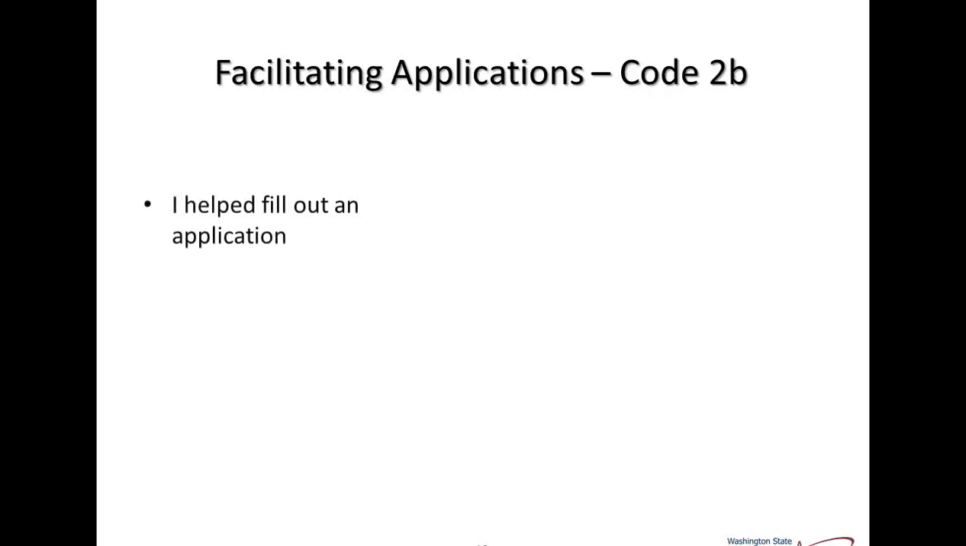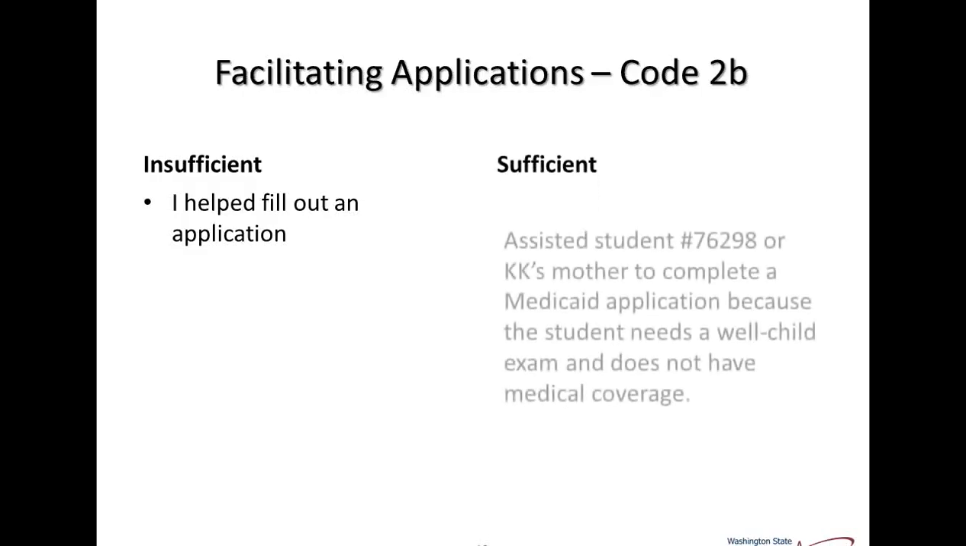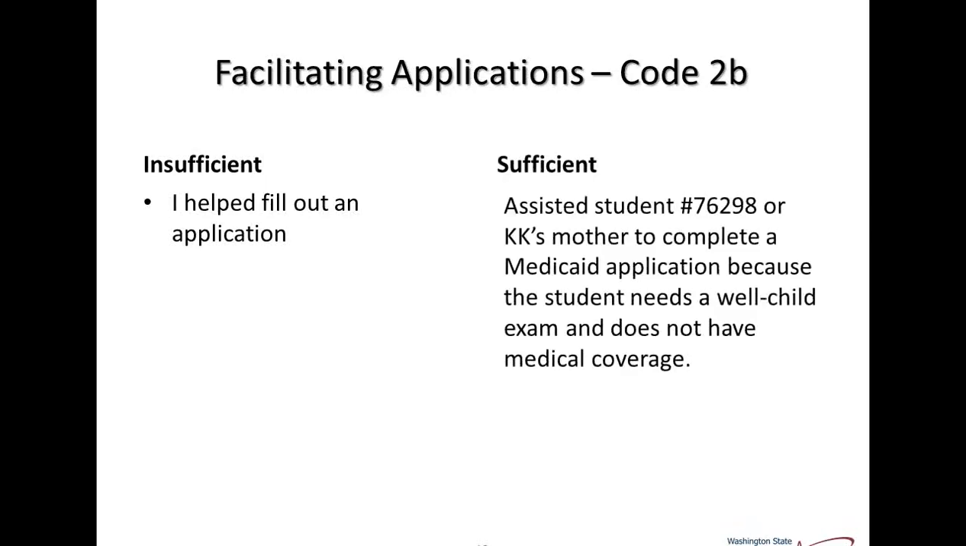The entry that is made on the time study form is, I helped fill out an application. Is this narrative entry sufficient? Does it fully answer the questions, what were you doing, why were you doing it, who were you doing it for, and how did it relate to Medicaid? Unfortunately, this entry does not complete the picture for a Code 2B narrative. The suggested narrative for this scenario would be, assisted student 76298 or KK's parents to complete a Medicaid application because the student needs a well-child exam and does not have medical coverage.